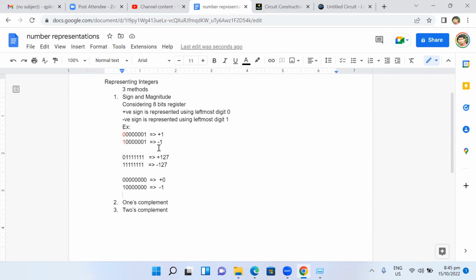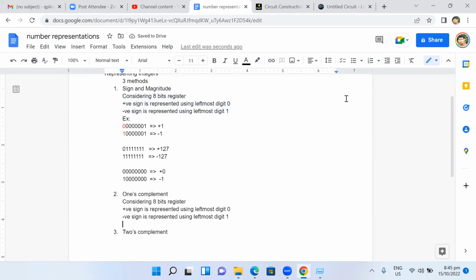The magnitude is the value. Okay, so I'm just summarizing. What is happening in the ones complement? Let's use this. It's the same. The same rules for positives and negatives are applicable here also, but there is a small change.